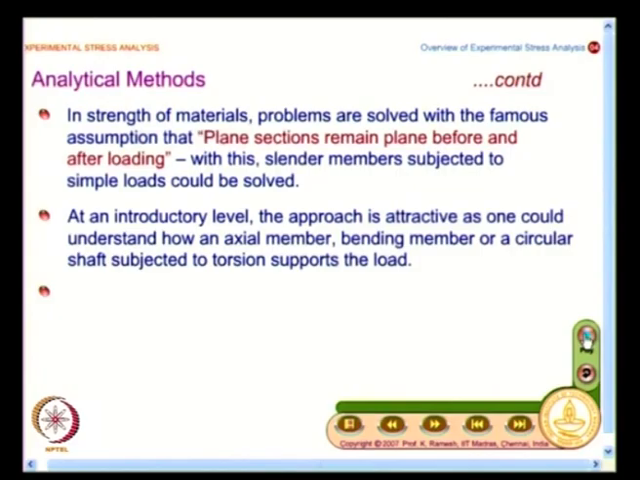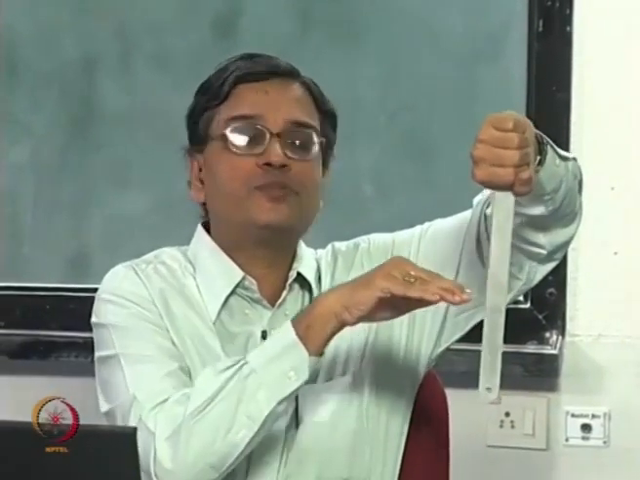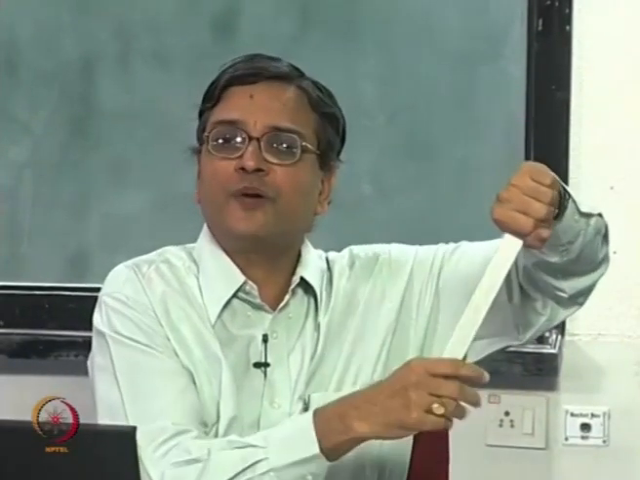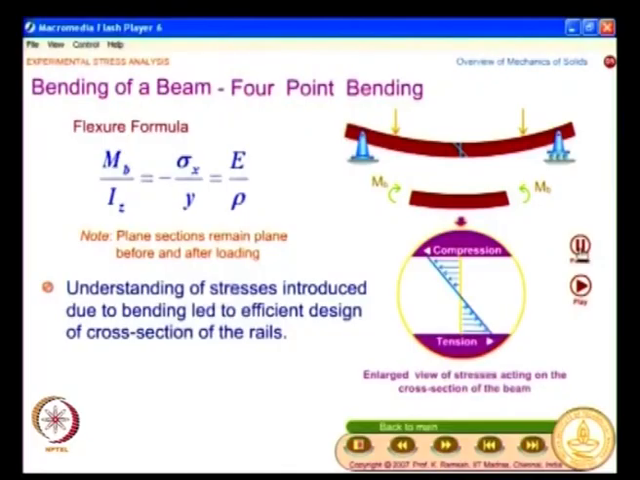In the case of an axial member, what do you understand? Suppose I take the cross section A and suppose I apply the load P, how is the force distributed? It is uniform, the entire cross section participates in the load sharing. On the other hand, if you go to a beam under bending, what happens? What is the difference between an axial member and a member that bends? So this is where you have the answer.